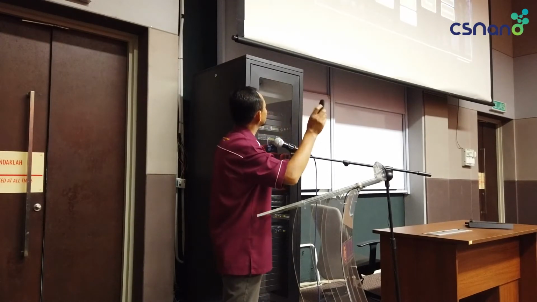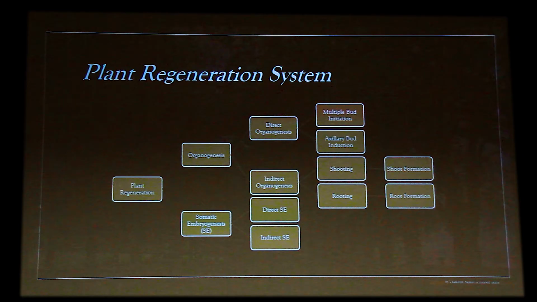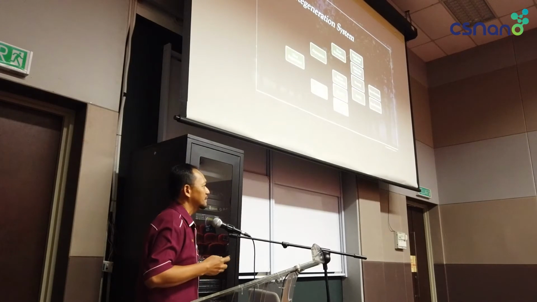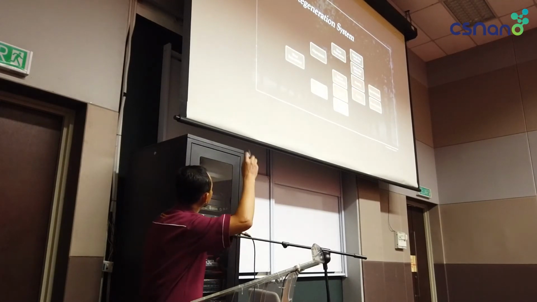So this is a system for plant regeneration. I mean you are growing a plant in vitro. You can start from an organ, or you can start from a cell. You can use any plant tissue, organs, anything from the plant to initiate or regenerate full plants. So that's unique. There are many options there.